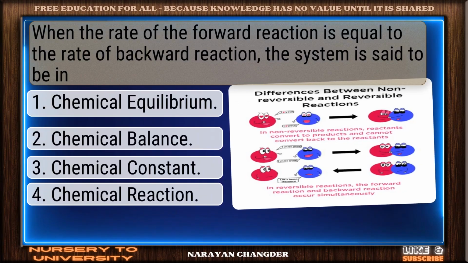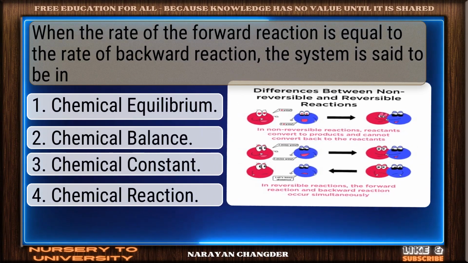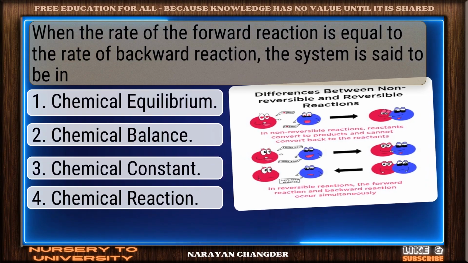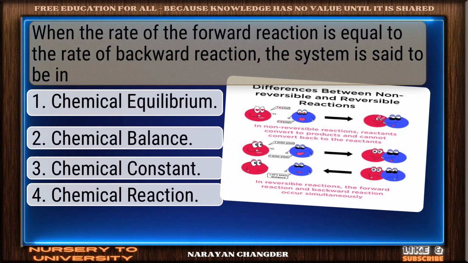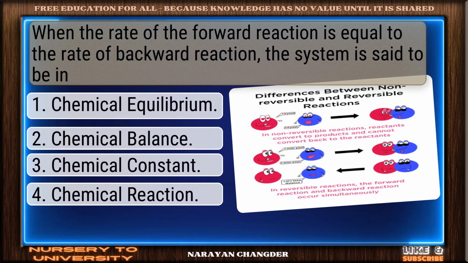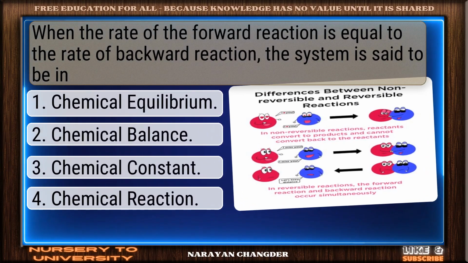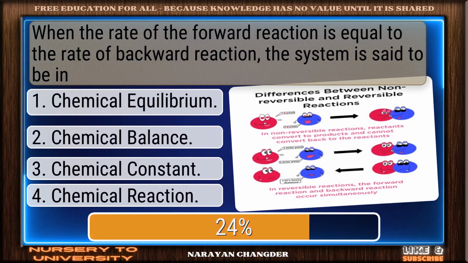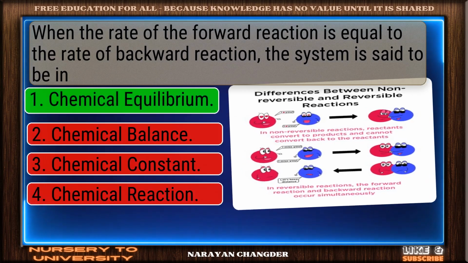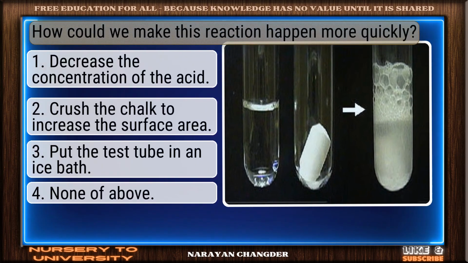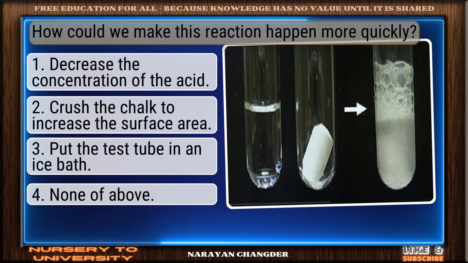When the rate of the forward reaction is equal to the rate of backward reaction, the system is said to be in Option 1, chemical equilibrium. Option 2, chemical balance. Option 3, chemical constant. Option 4, chemical reaction. Spot on, chemical equilibrium. How could we make this reaction happen more quickly?